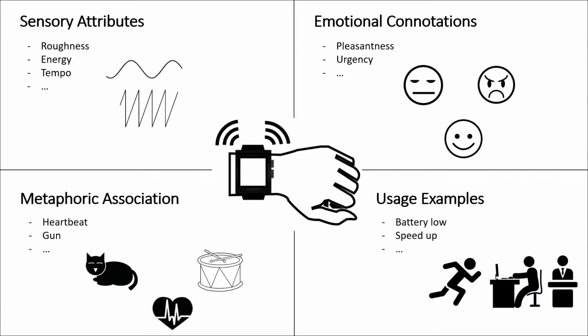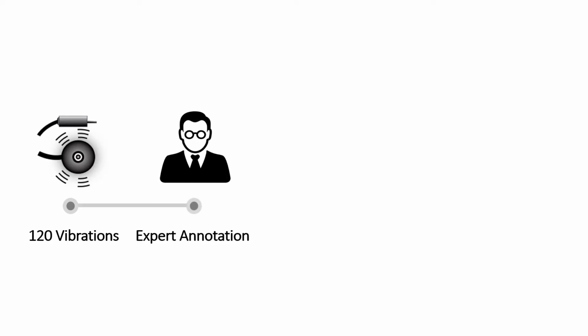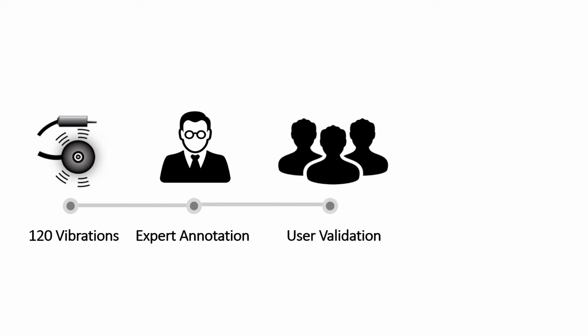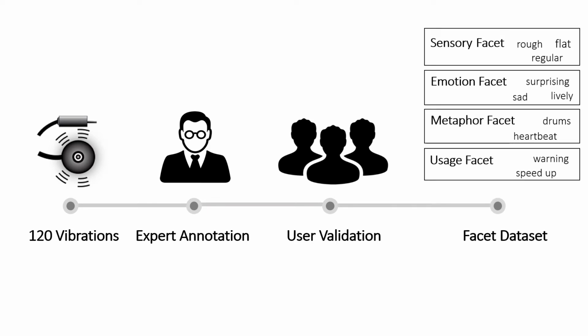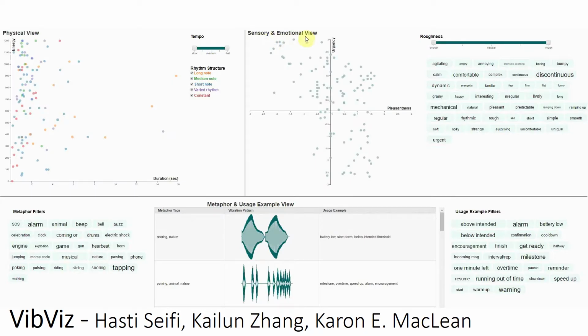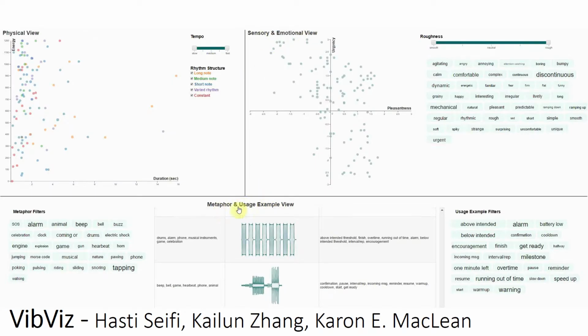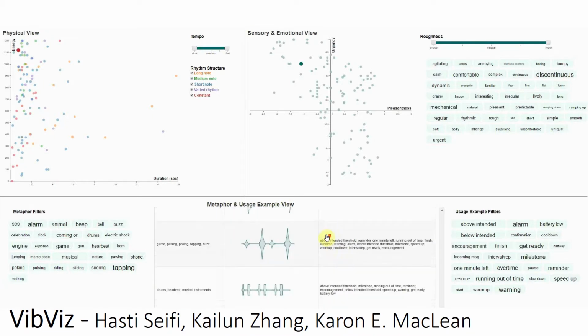To utilize the facets, we designed a library of 120 vibration patterns and collected a rich dataset of descriptions for the vibrations according to all the facets. Initially, 3 haptic experts provided descriptive tags and ratings for all the vibrations in all the facets. Next, we validated these ratings and tags in a user study with lay users. This process resulted in a rich dataset of tags and ratings for each facet. We used these facets and their ratings and tags to design an interactive interface called VibeWiz for browsing and searching our vibration library.